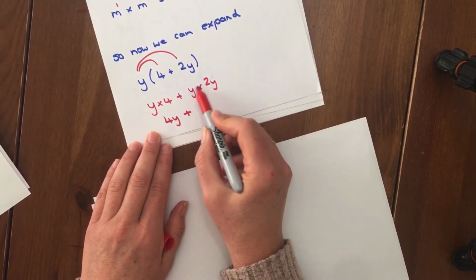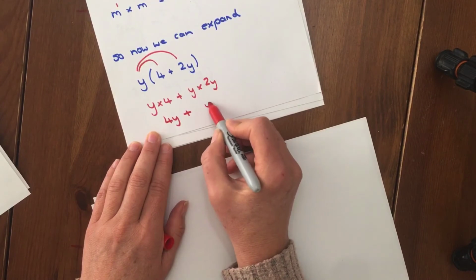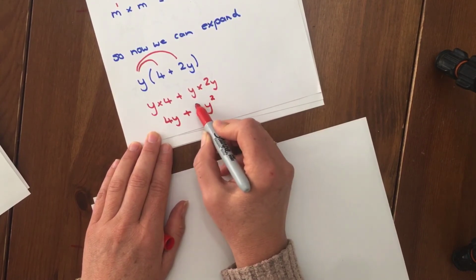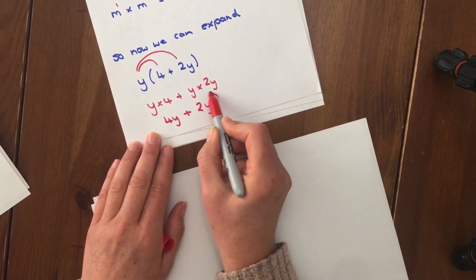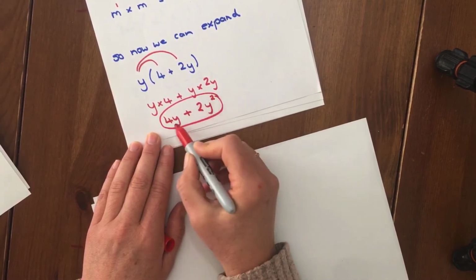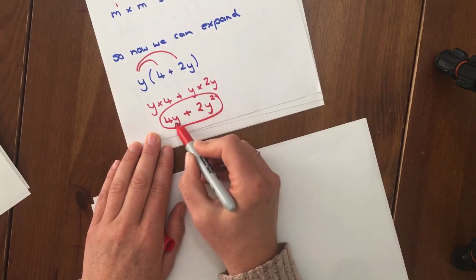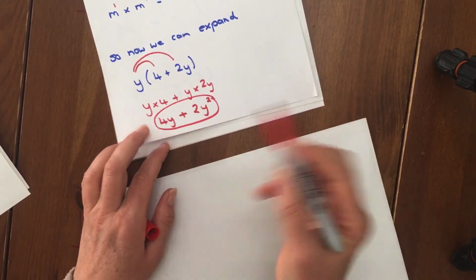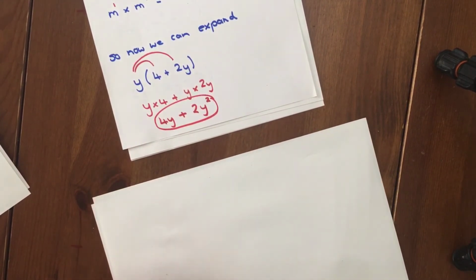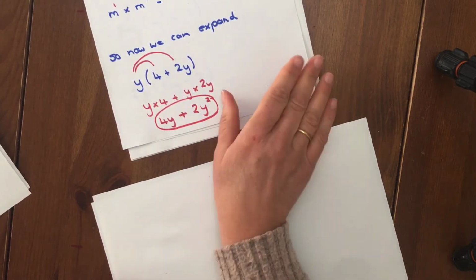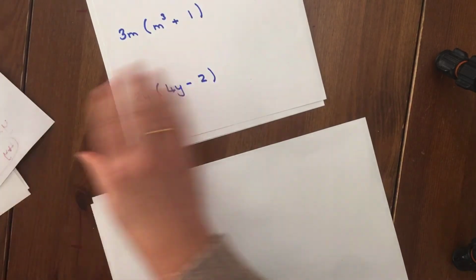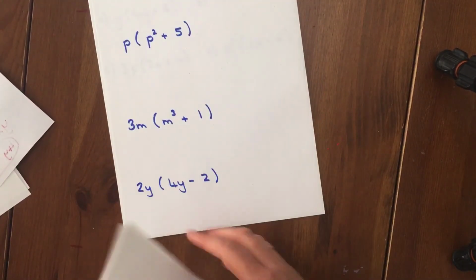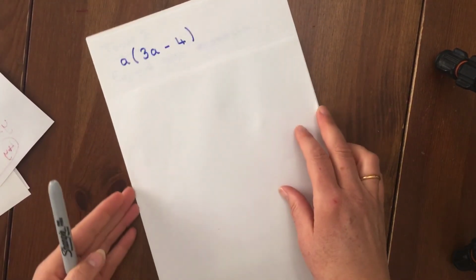Here we've got y lots times y. We know y times y is y squared, but we've got y times 2y, so we've got 2y squared. That's my end answer. Y and y squared are unlike terms, so I can't put them together. That's my end answer. Right, I'm going to go through a few more like this, and then you're going to have a go at doing some on your own.